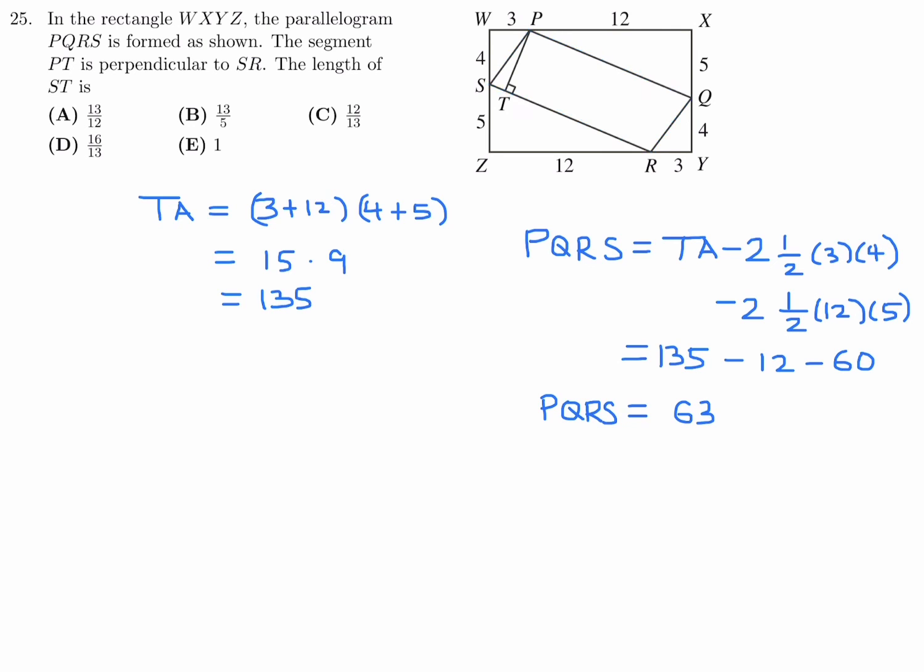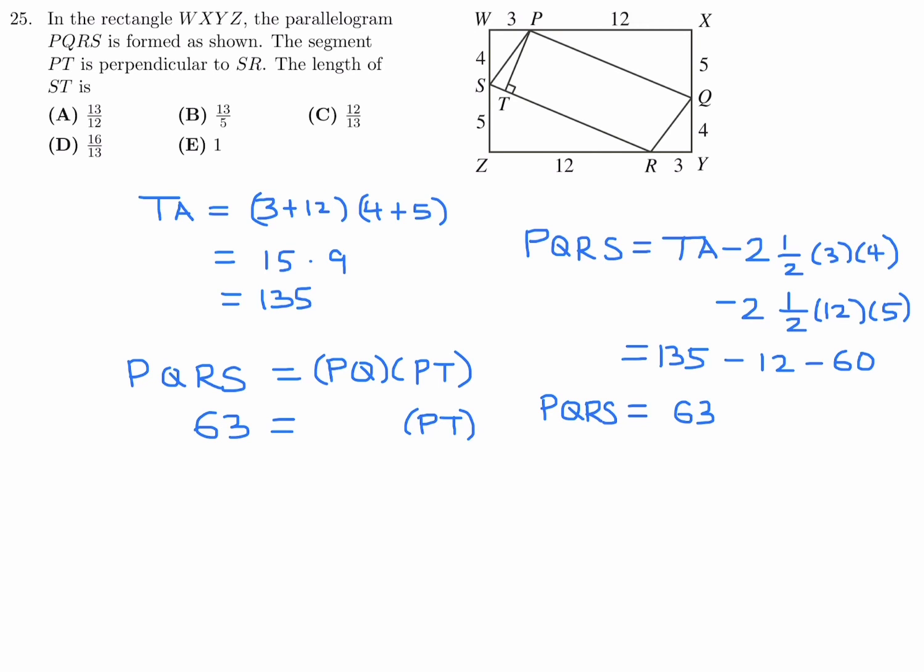Now, the area of PQRS can be calculated by length times width, or length times height. This is the length, and this is the height, since PT is perpendicular. PT is perpendicular, and therefore it can be used as the height. So PQRS, the area, is PQ, which is the length, times PT, which is that height, since it's perpendicular to SR. Well, PQRS we know is 63.